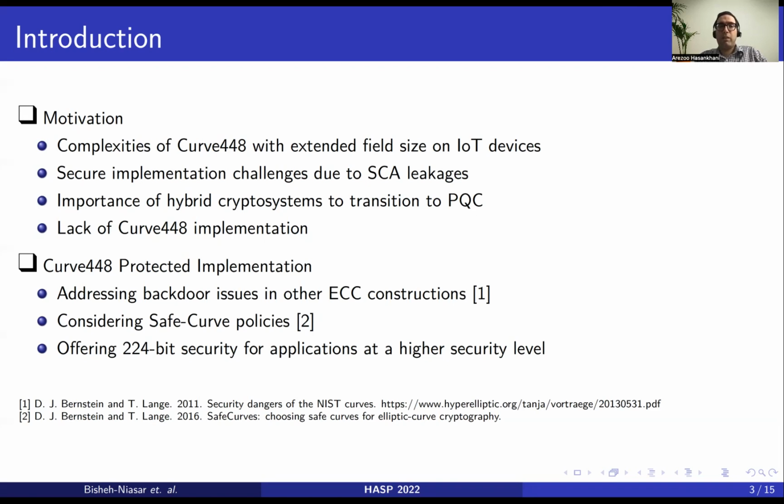Therefore, in this work, we focus on the Curve448 protected implementation to address some backdoor issues compared to the other ECC designs. The Curve448 provides 224-bit security, which is suitable for applications at the higher security level.